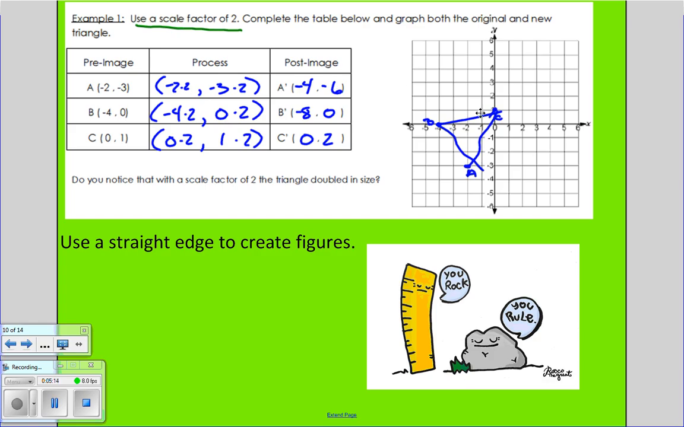So -4, -6 for letter A prime. B prime is at -8. This kind of goes off here, so we'll estimate 0. B prime. C prime is at 0, 2. So you can see that this second triangle is about, squiggly lines, 2 times larger than that original one. Okay, and I'm sure your drawing will be much better since you're using a straight edge.